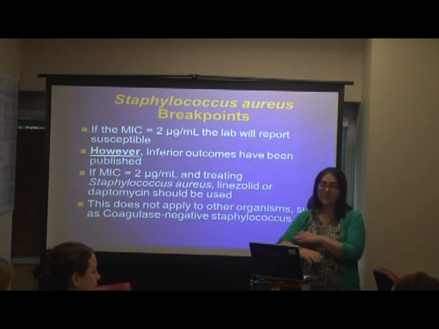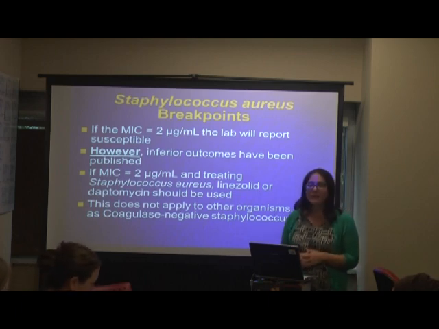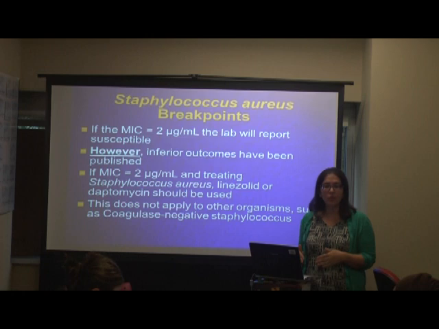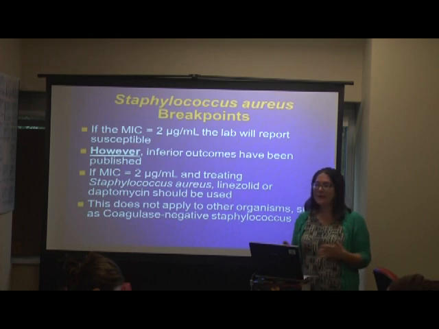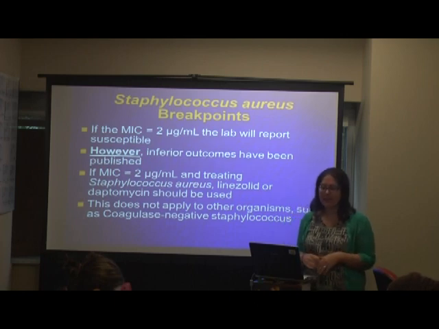But even though the lab is going to report an MIC of 2 or less as susceptible, we need to be careful if the MIC equals 2 when treating Staphylococcus aureus infections. This is because inferior outcomes have been identified when the MIC is 2 and you're treating Staph aureus in particular. So for those cases, we want to recommend daptomycin or linezolid.